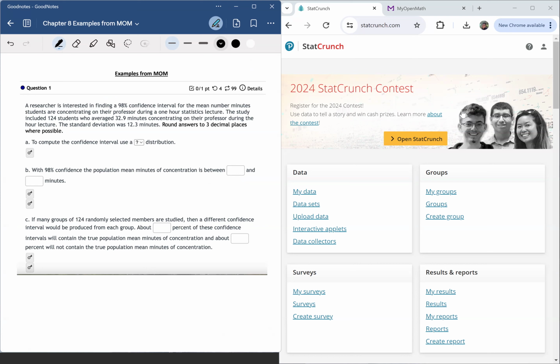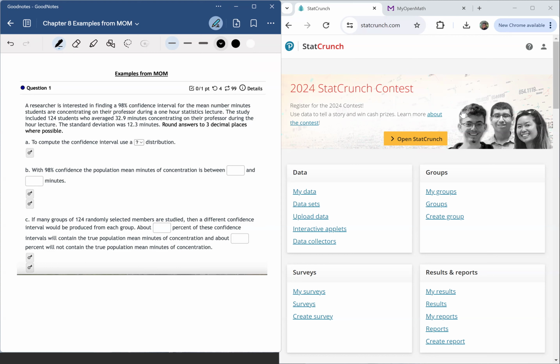All right, so let's read through this. A researcher is interested in finding a 98% confidence interval for the mean number of minutes students are concentrating on their professor during a 1-hour statistics lecture. The study included 124 students who averaged 32.9 minutes concentrating on their professor during the hour lecture. The standard deviation was 12.3 minutes. Round your answers to 3 decimal places where possible.